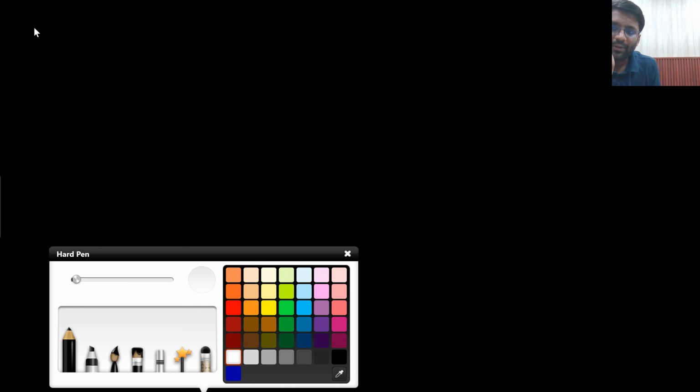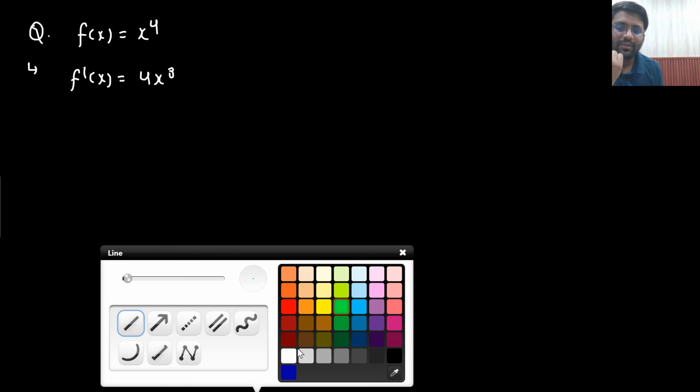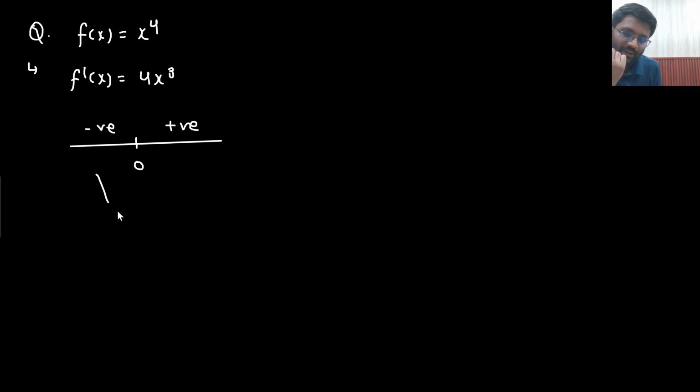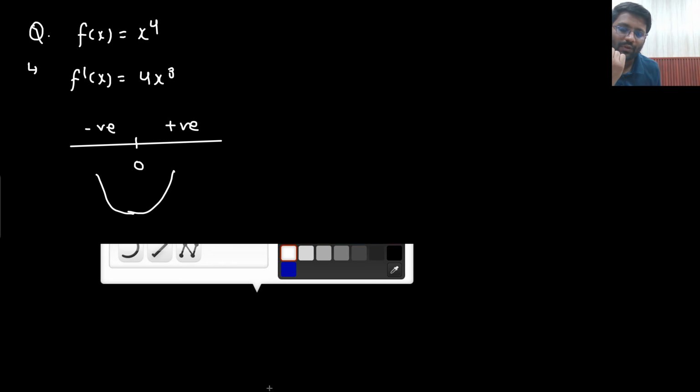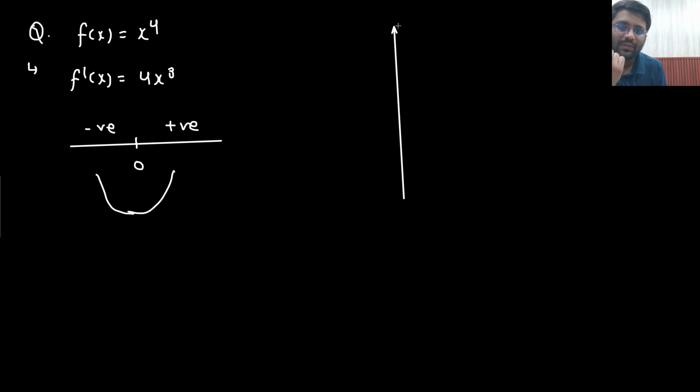This time I am taking the example of x to the power 4. f(x) equals x to the power 4. If someone is asking me to draw the graph, what will I do? f dash x equals 4x cube, right? Where is the point where it is becoming 0? Sir, it is becoming 0 at x equals 0. For x greater than 0, it will be positive. For x less than 0, it will be negative, sir. So the graph will decrease and then it will increase. So what will be the nature of the graph? The graph will look somewhat like this.